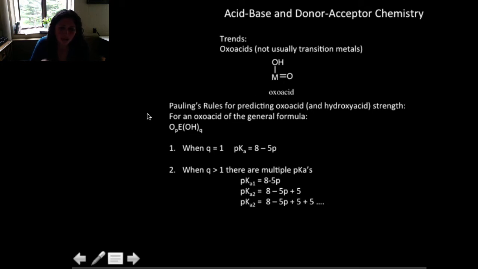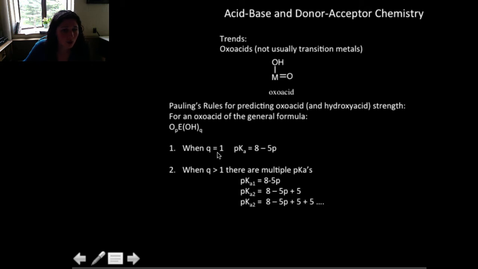And the strength of the oxo acid can be predicted using a set of rules that don't depend on the element at all. They only depend on the number of hydroxides and oxo groups bound to the element. So these are Pauling's rules for predicting oxoacid strength. So for any oxoacid of the general formula, P is the number of oxo groups, Q is the number of hydroxides, and E is the element.